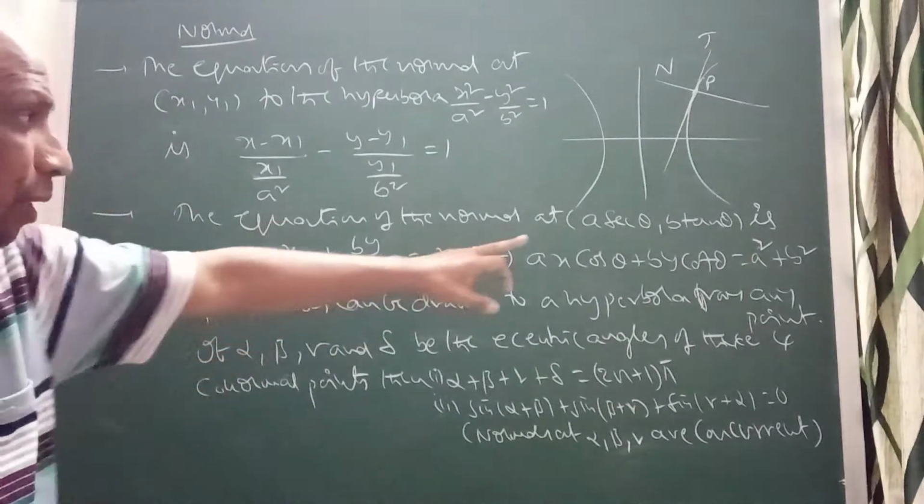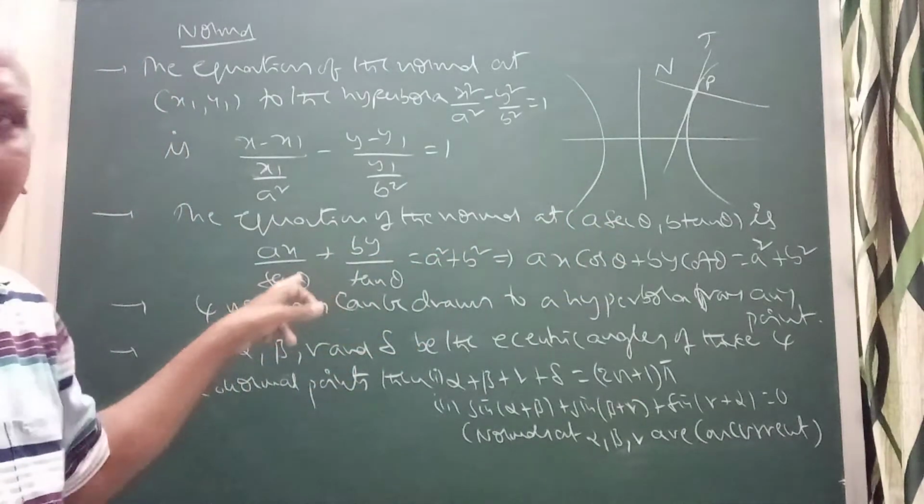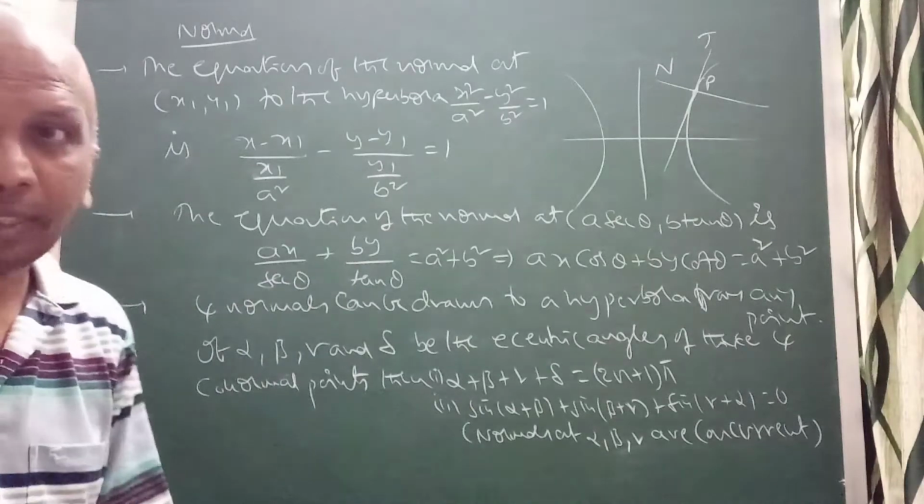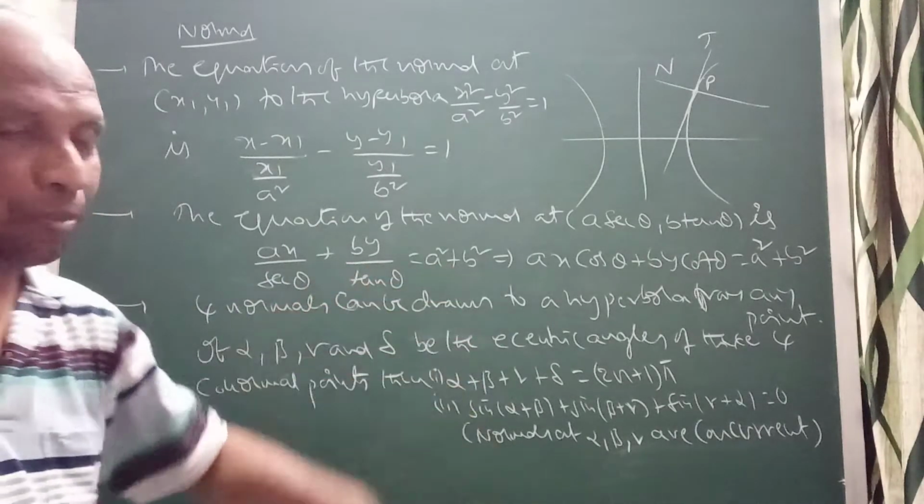Suppose the point is parametric. This will be the equation of the normal: ax by secant theta plus by by tan theta equal to a square plus b square.